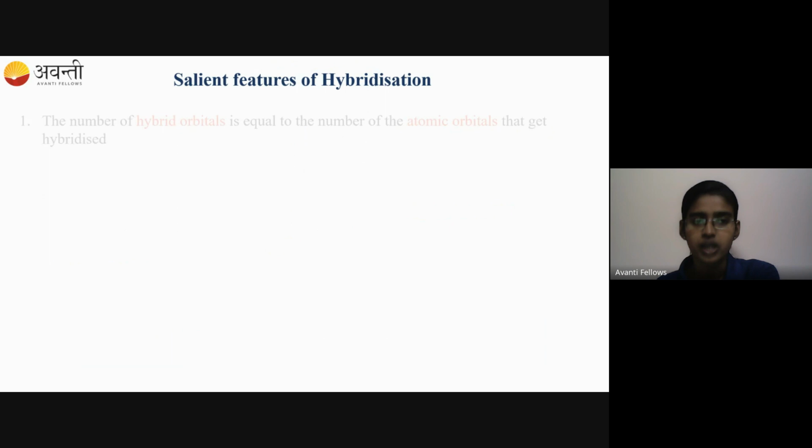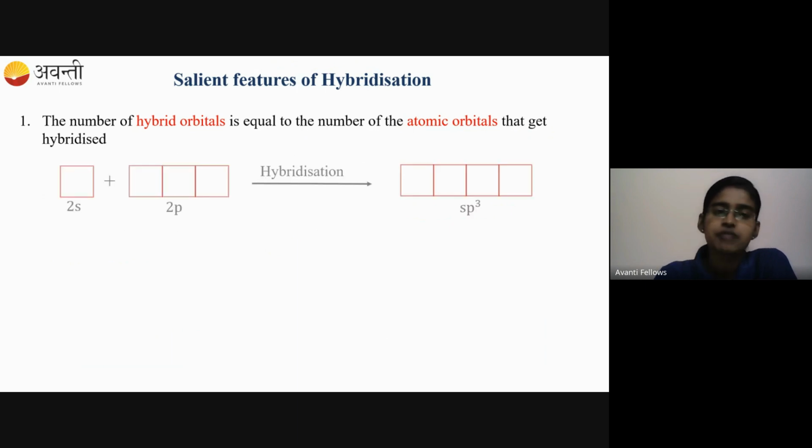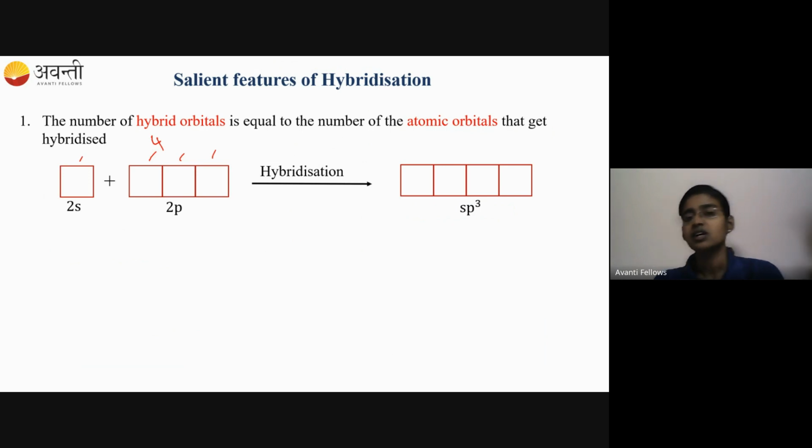Feature number one is that the number of hybrid orbitals is equal to the number of atomic orbitals that get hybridized. Suppose I am taking 2s and 2p. How many atomic orbitals am I mixing? One 2s and three 2p orbitals are mixing with each other. So totally I am mixing 4 orbitals. Okay. So I will get 4 hybridized orbitals. If 4 atomic orbitals are intermixing, 4 new hybrid orbitals will be formed.